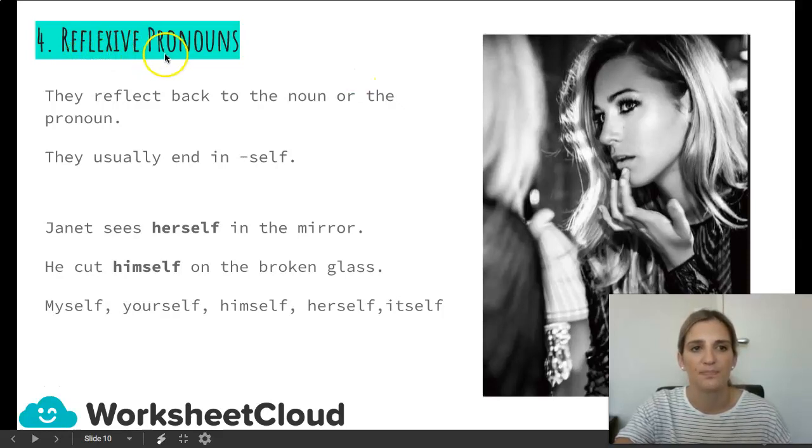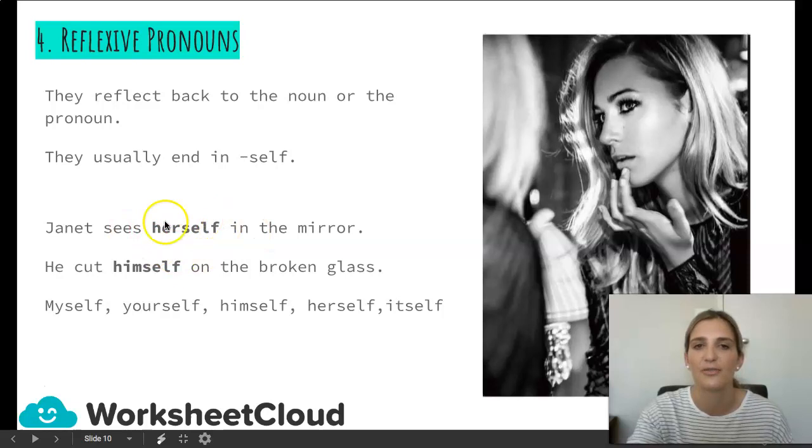Reflexive pronouns. They reflect back to the noun or the pronoun. So a pronoun would be her, or a noun would be Blake. Okay, so they're reflecting back to that. They usually end in self. So if you can identify the self, you're going to know that it's a reflexive pronoun. Janet sees herself in the mirror. Okay, there is our reflexive pronoun. He cut himself on the broken glass. Here are more examples of reflexive pronouns: myself, yourself, himself, herself, and itself.